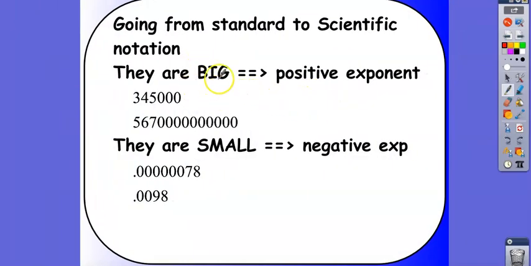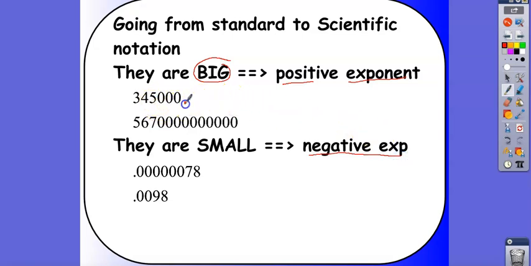Okay, now, going from standard to scientific notation. There are different ways to teach this, and I'm not going to teach you a bunch of rules about going right or left with the decimal. I want you to think logically. If a number is really big, you're going to have a positive exponent. If they're really small numbers, they're going to have a negative exponent. Let me show you this.